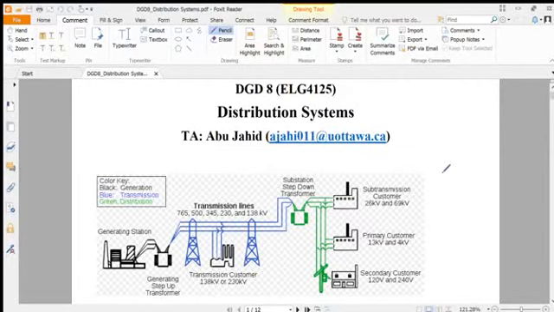Hello everyone, today I'm going to discuss the power distribution system. The power distribution system is mainly divided into four categories.